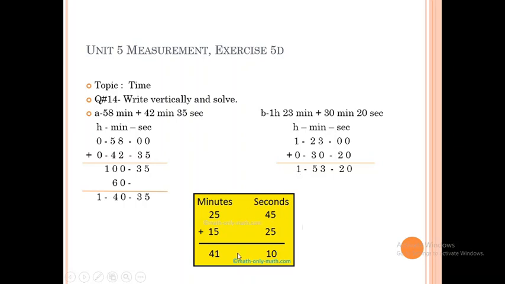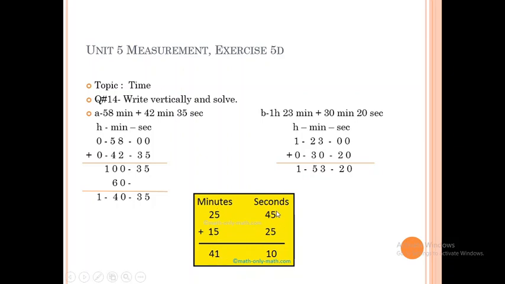See this one. This is also a sum of addition, 45 seconds and 25 seconds. When we add them, the answer is 70. And 70 seconds means it is 1 minute and 10 seconds. So 10 is here and that 1 will go as carry here. 5 plus 5 plus 1, 11. 1 is here. 2, 1 and 3, 41.